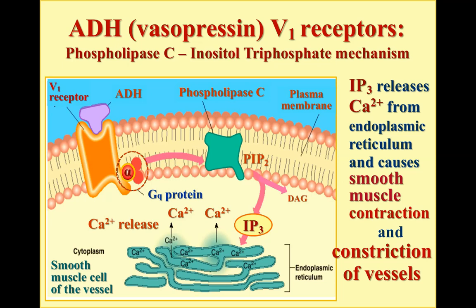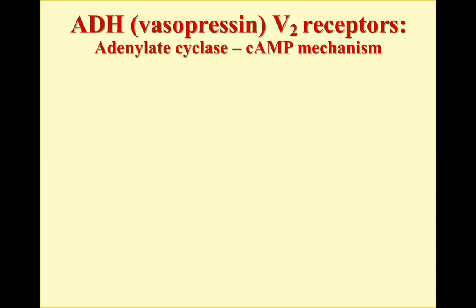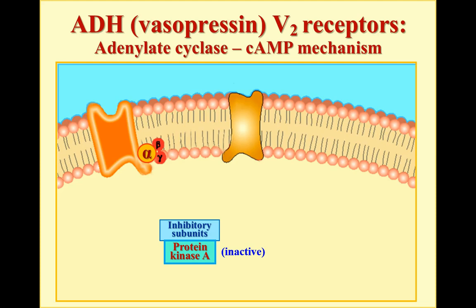So vessels become constricted stronger than usual. And systemic vasoconstriction in arterioles of the body results in increase of blood pressure back to normal. And this happens usually in response to decrease of blood pressure and blood volume. The other type of receptors is V2 receptors, vasopressin 2, which are located in kidney. These receptors operate through adenylate cyclase cyclic AMP mechanism.